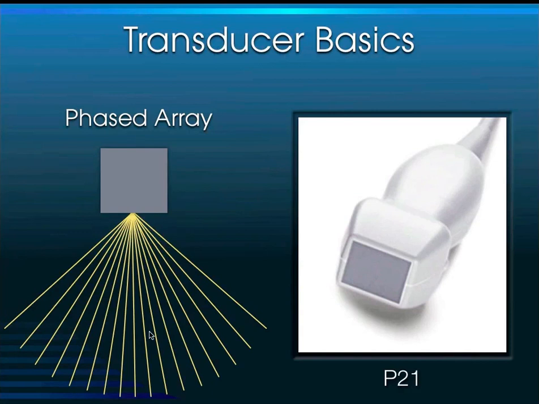and you really need to focus more on getting the structure you're looking at down the center of the screen. Now the advantage to this P21, 21 being the number of millimeters across its surface, a short footprint probe, is that I can get between the ribs. In other words, I can see from the diaphragm superiorly all the way through the lower pole of the kidney inferiorly when looking at Morrison's pouch, using this small footprint probe to get between the ribs.